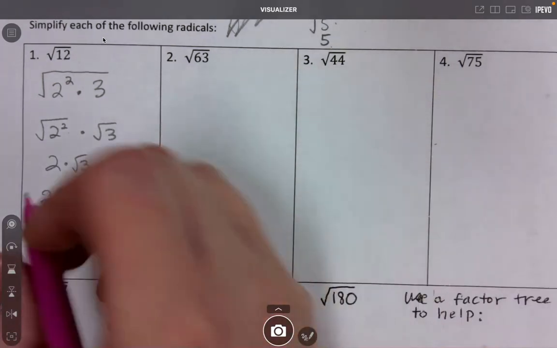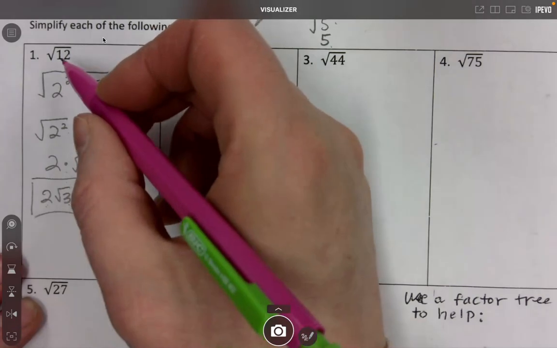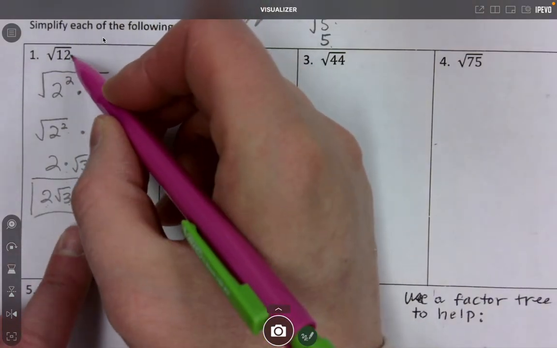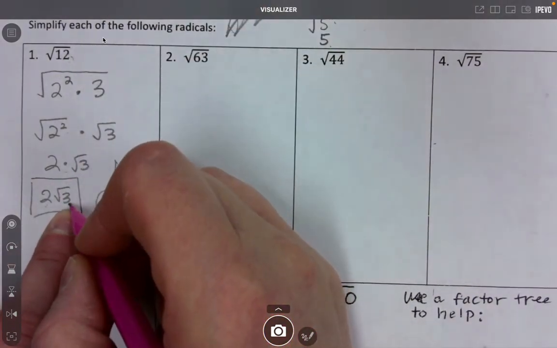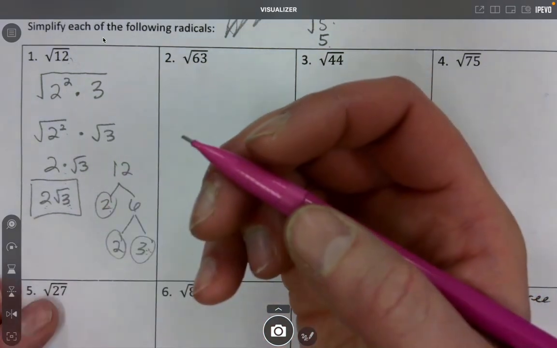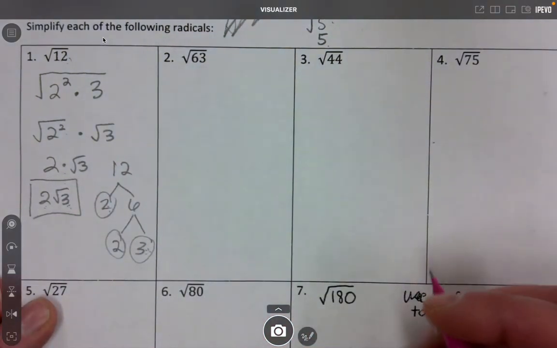All right, so this one is all set. And you can see where it's simplified. Instead of having a square root of 12 here, now I only have a square root of 3. It's a much smaller number. That's what we mean when we say simplified.